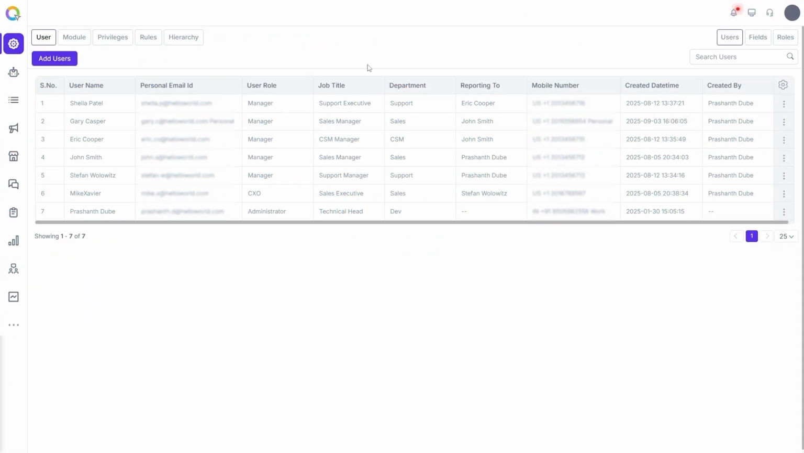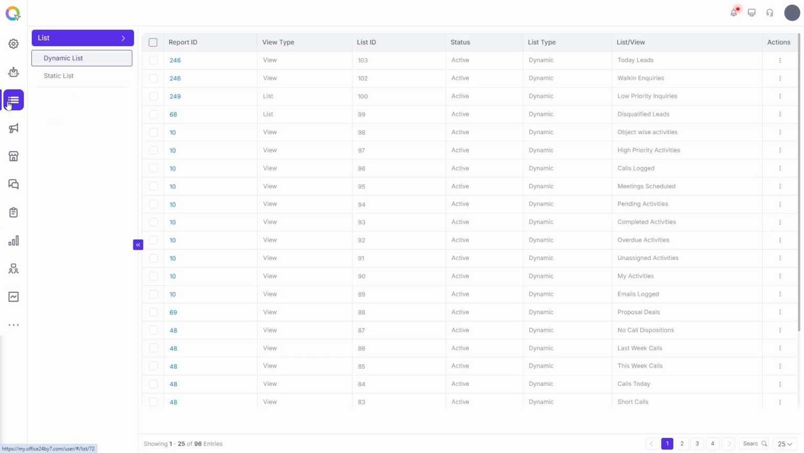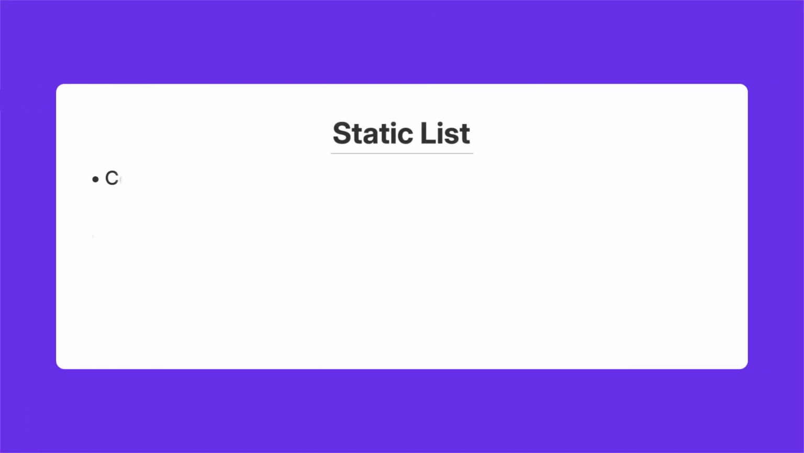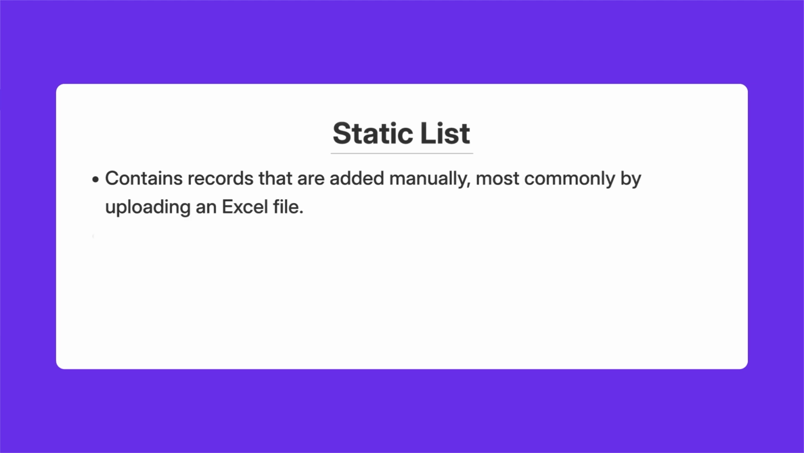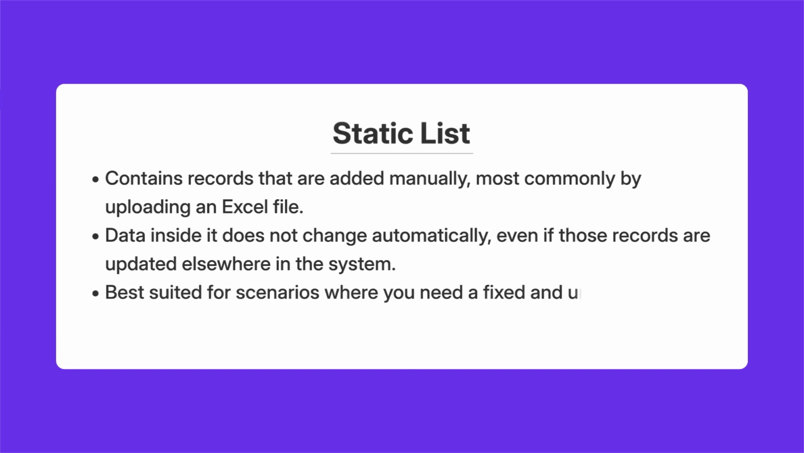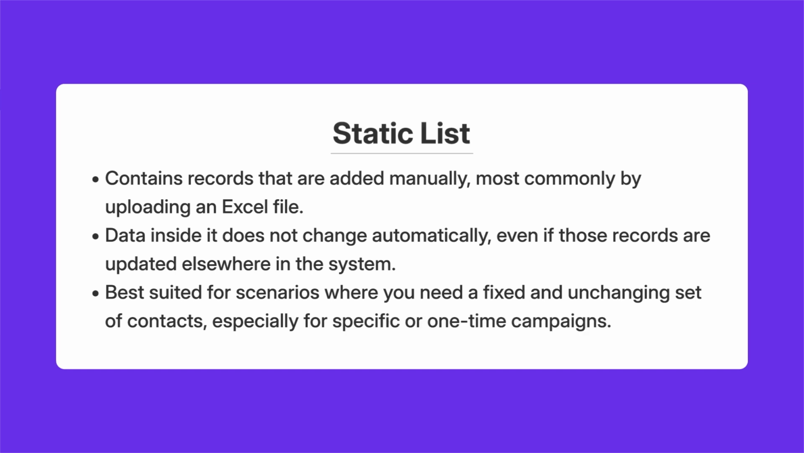To get started, navigate to the Lists or Views section in your Office 24 by 7 panel. Here, you'll find options to create and manage both static lists and dynamic lists. Let's begin with static list. A static list contains records that are added manually, most commonly by uploading an Excel file. Once a static list is created, the data inside it does not change automatically, even if those records are updated elsewhere in the system. Static lists are best suited for scenarios where you need a fixed and unchanging set of contacts, especially for specific or one-time campaigns.